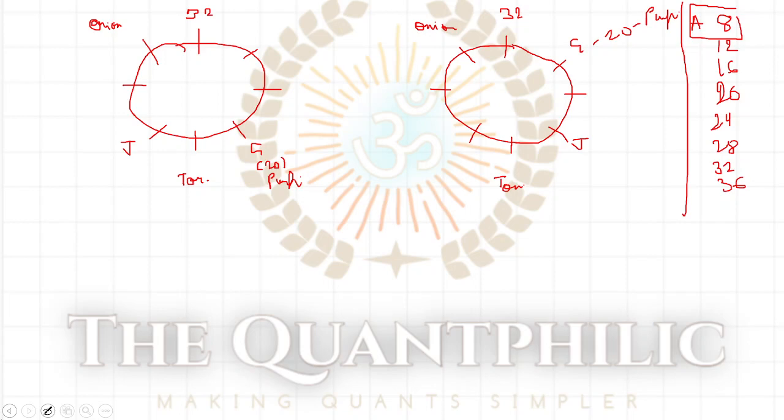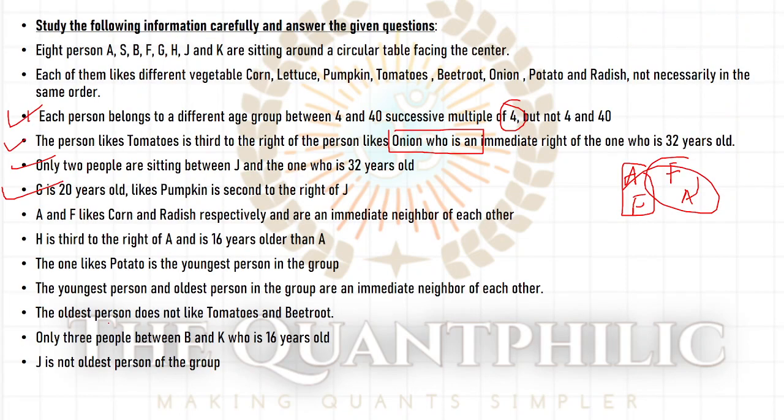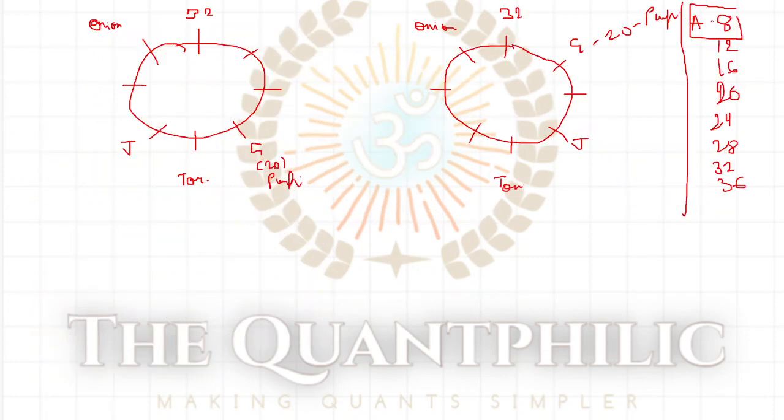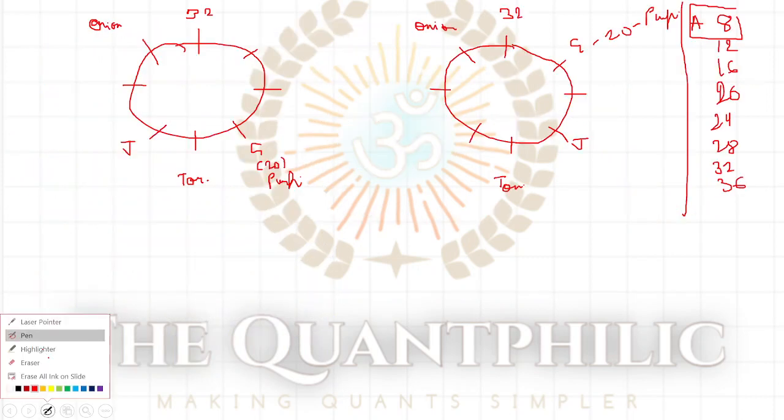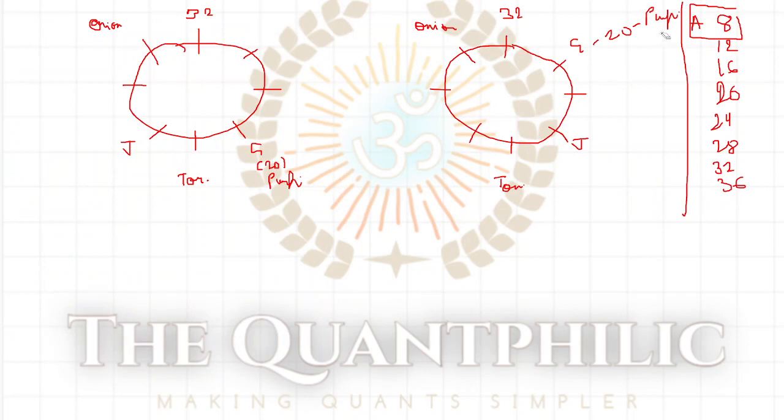But one point given over here is that the one who likes potato is the youngest in the group. So A is 8 means A is the youngest, and according to the point he should like potatoes, but what actually he likes is corn. A likes corn. So A being 8 isn't possible.